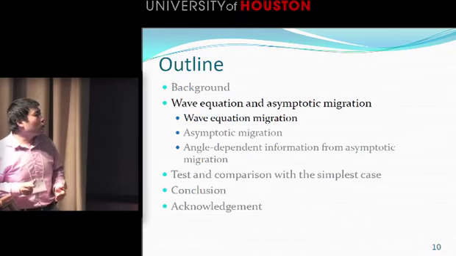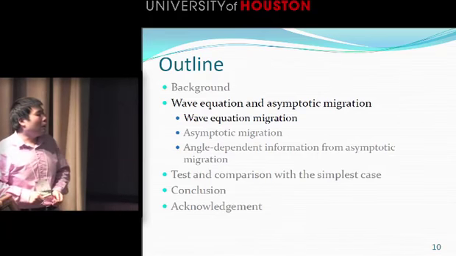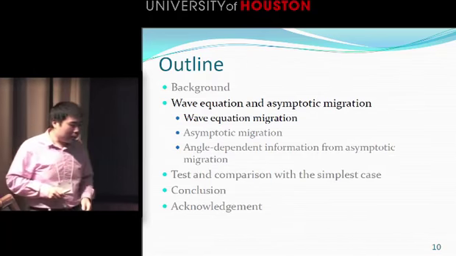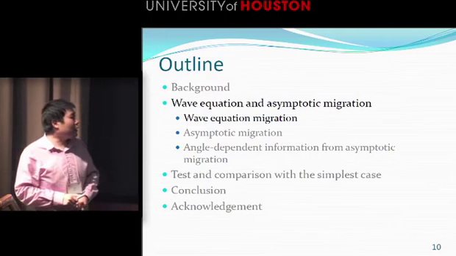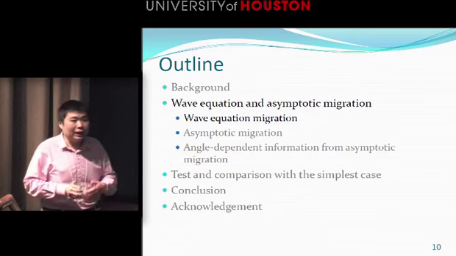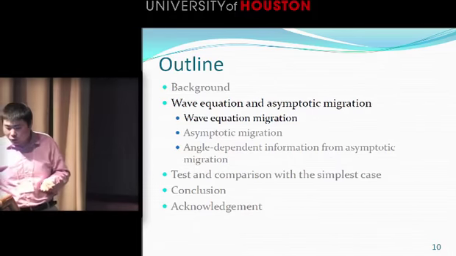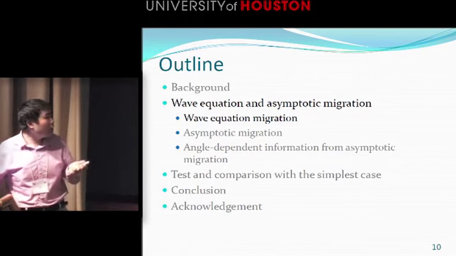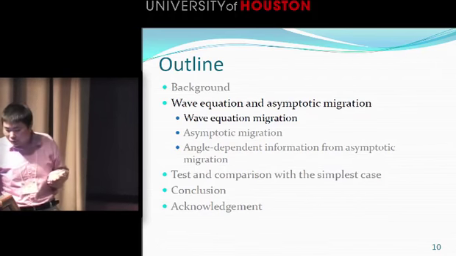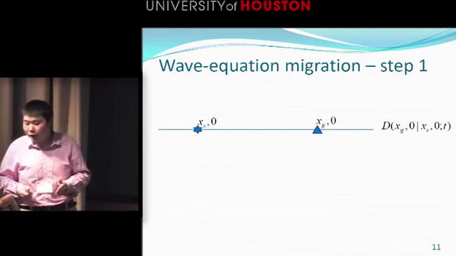We will do some comparison based on some tests on the angle-dependent amplitude of wave equation migration and asymptotic migration. Before we can do that, we need some implementation of both of the methods. So before I show the result, I will introduce what we did for the two different methods. First, let's look at the implementation for the wave equation migration.